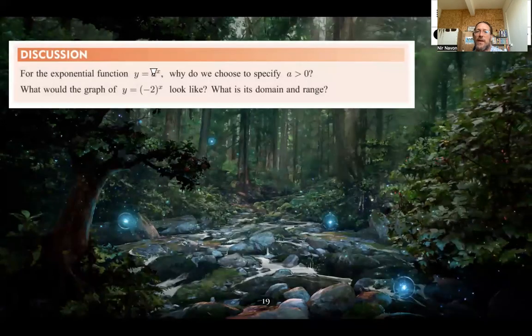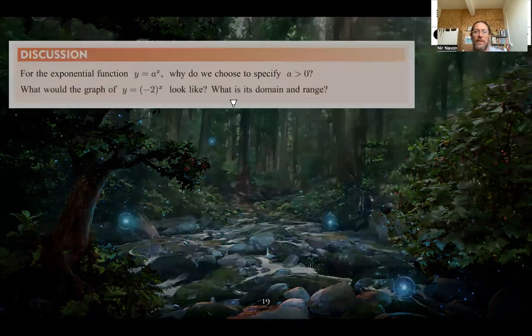For the exponential function y equals a to the power of x, why do we choose to specify a is greater than 0? Why is that? Okay, because we know if it's to the power of 2, it's positive. If it's to the power of 3, it will be negative. Then it will be more complicated to solve.